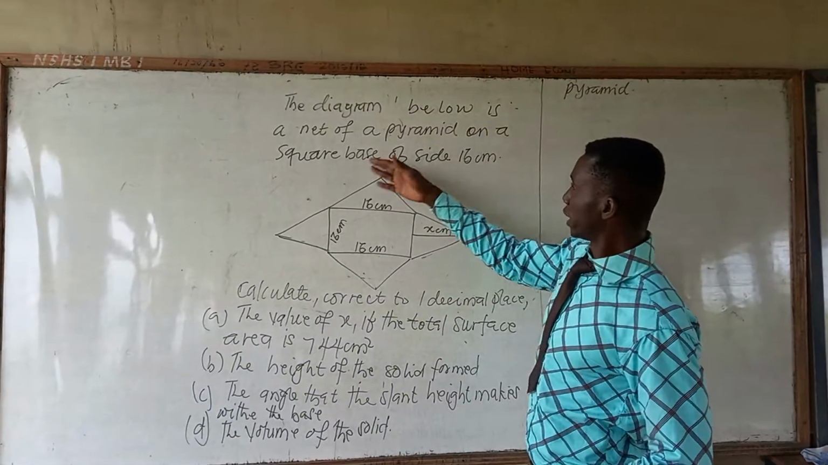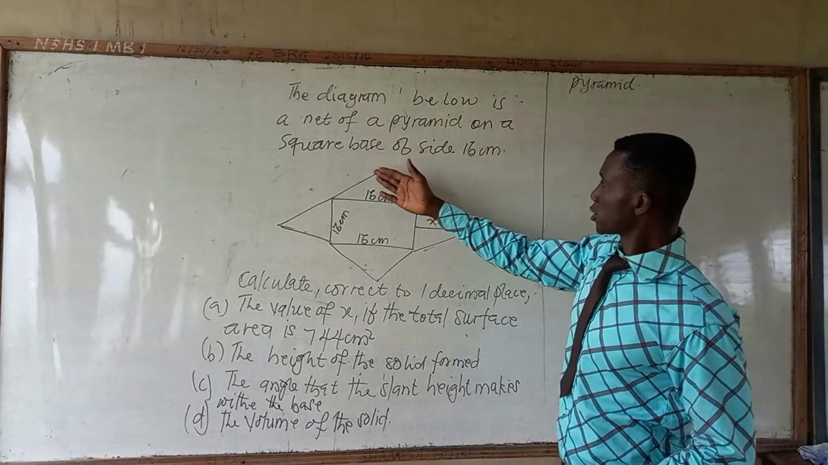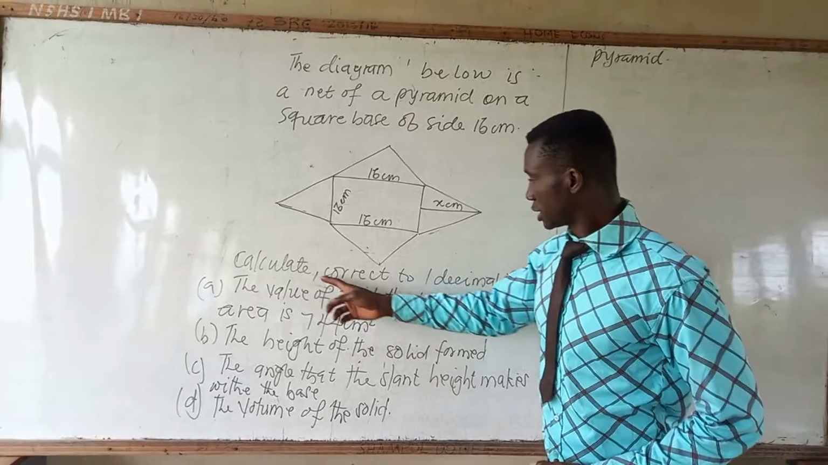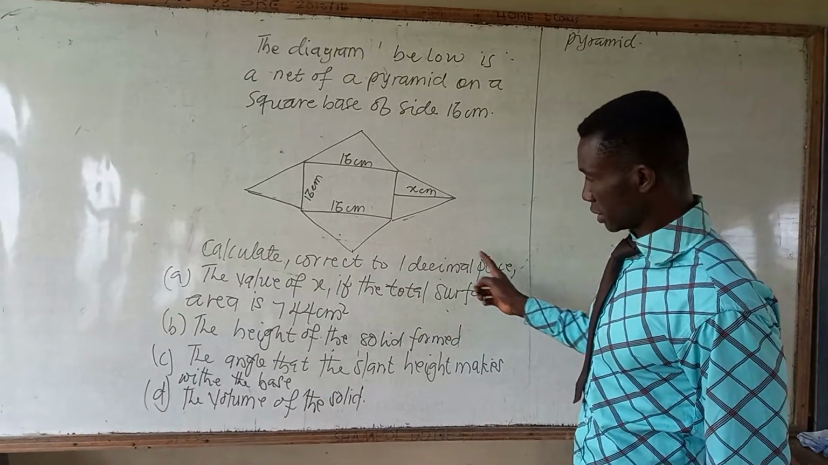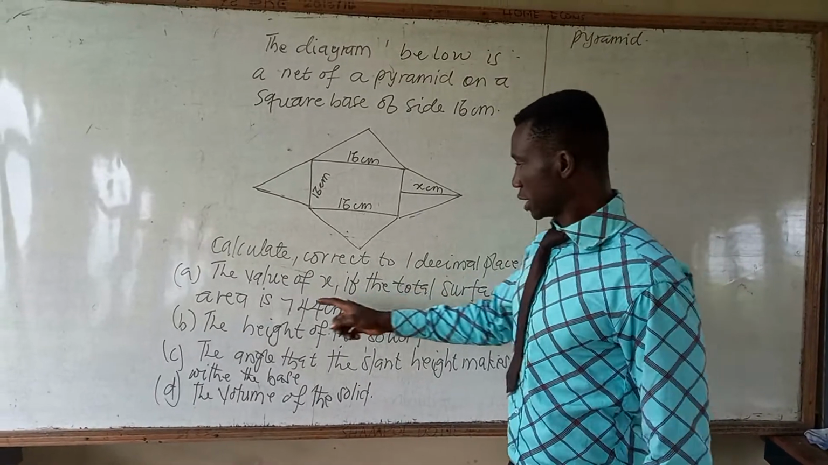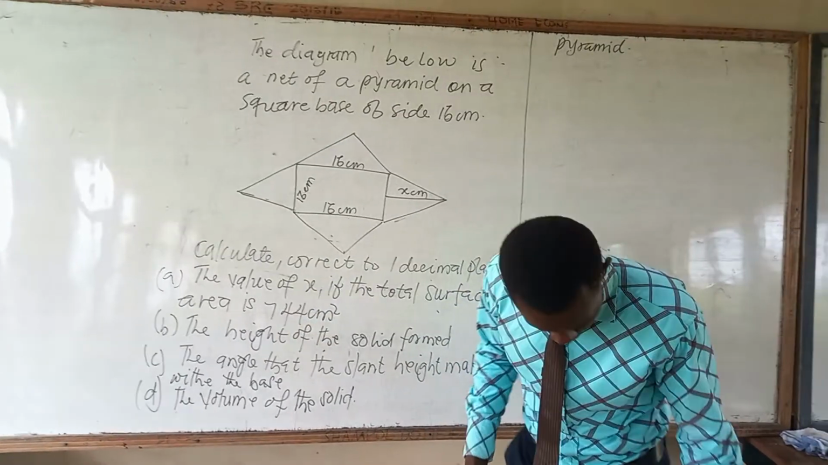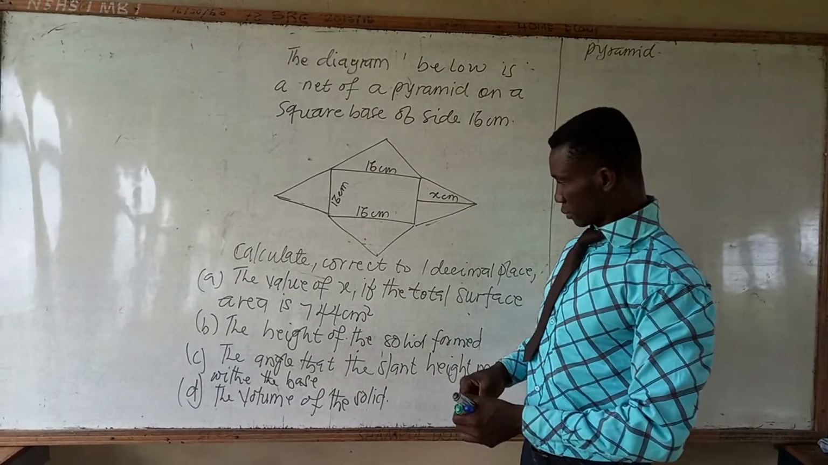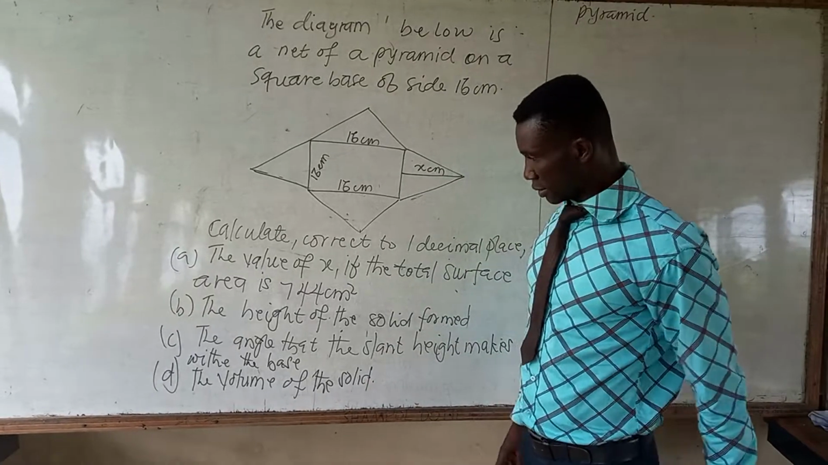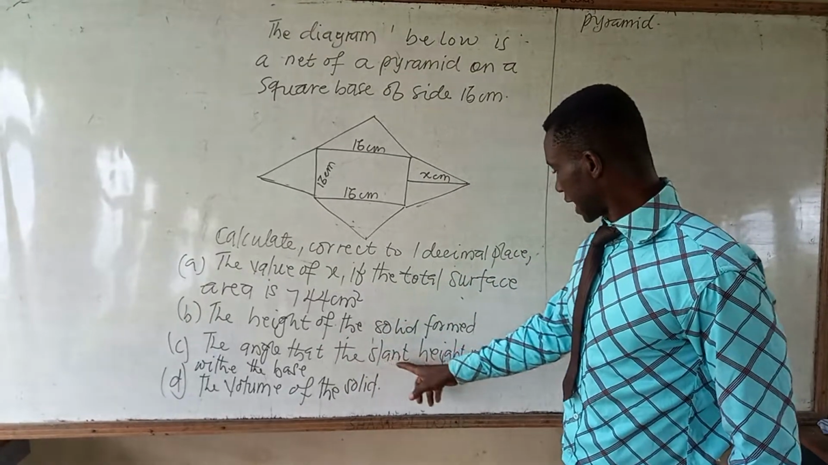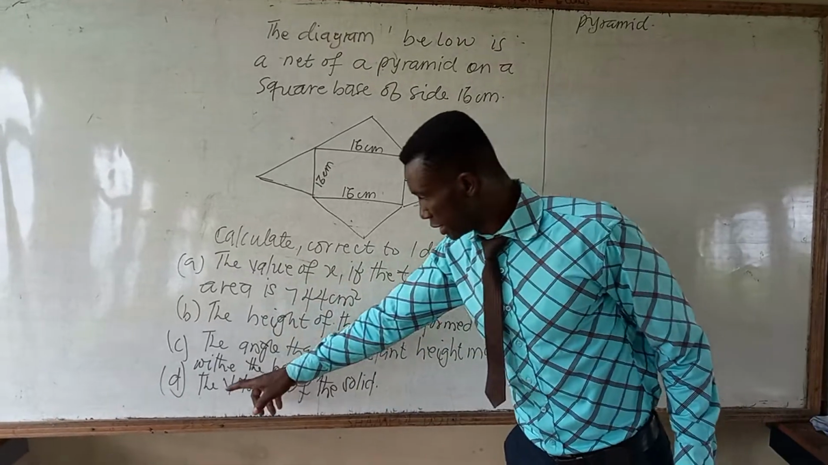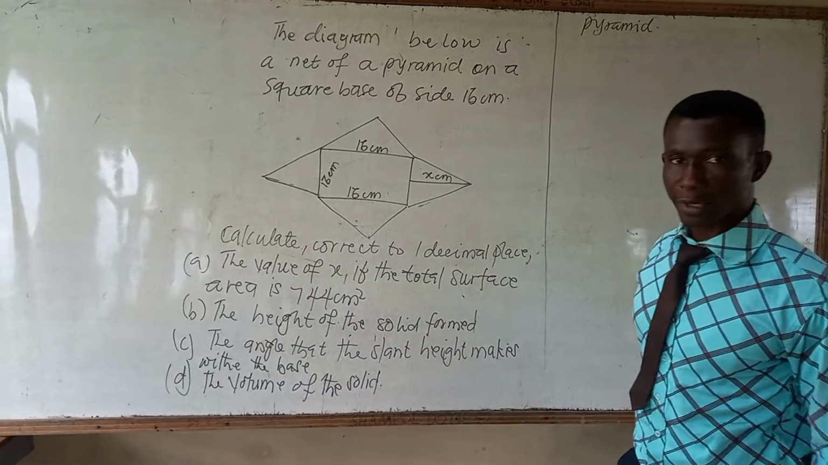The diagram below is a net of a pyramid on a square base of side 16 centimeters. Calculate correct to one decimal place: A, the value of x if the total surface area is 744 centimeters squared. B, the height of the solid formed. C, the angle that the slant height makes with the base. D, the volume of the solid.